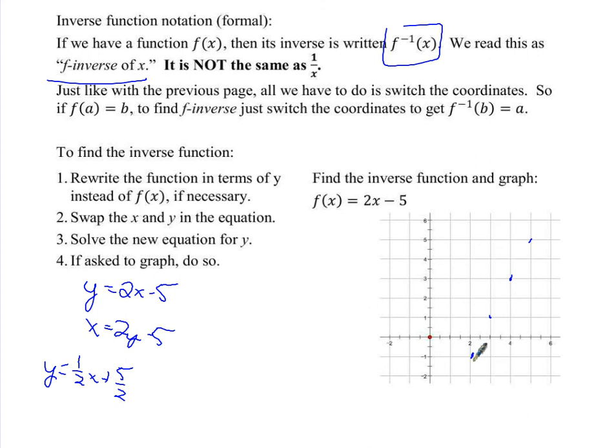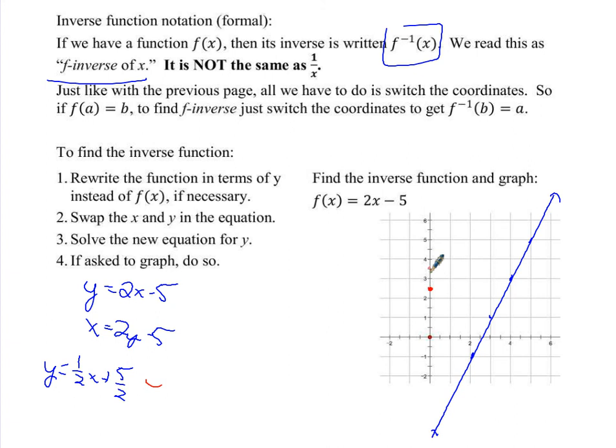And based on what we know about inverses, what can we say is going to be true about my graph when I graph it? It'll be reflected across the line y equals x. So I'll draw this one in red. We have 1/2 x plus 5 halves. That's 2.5, which is right there.